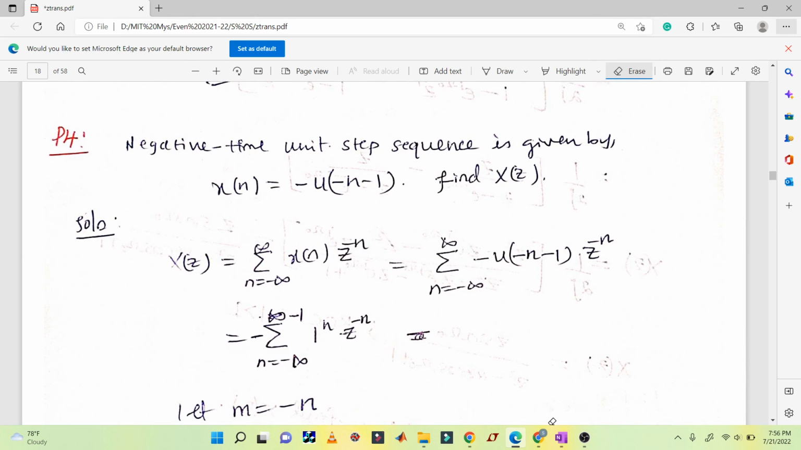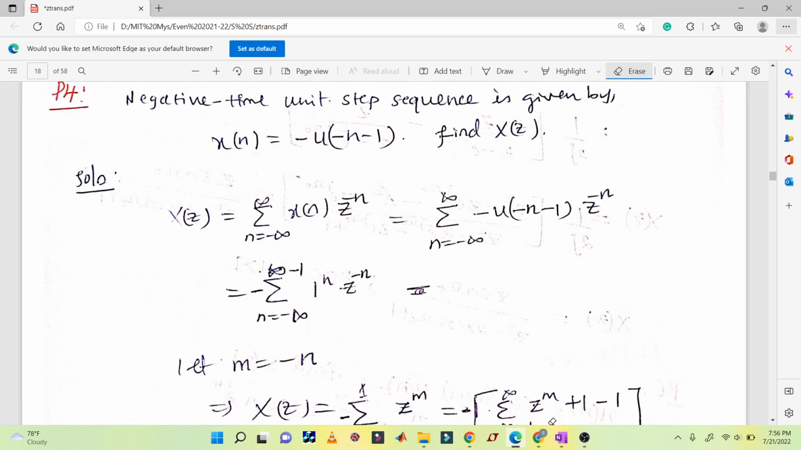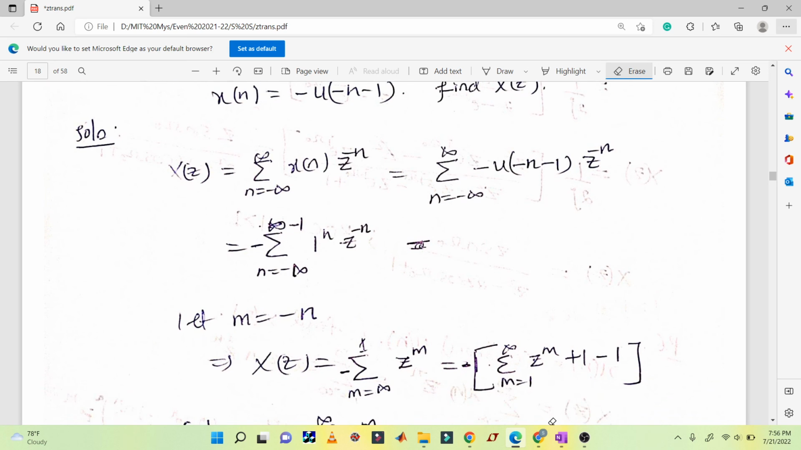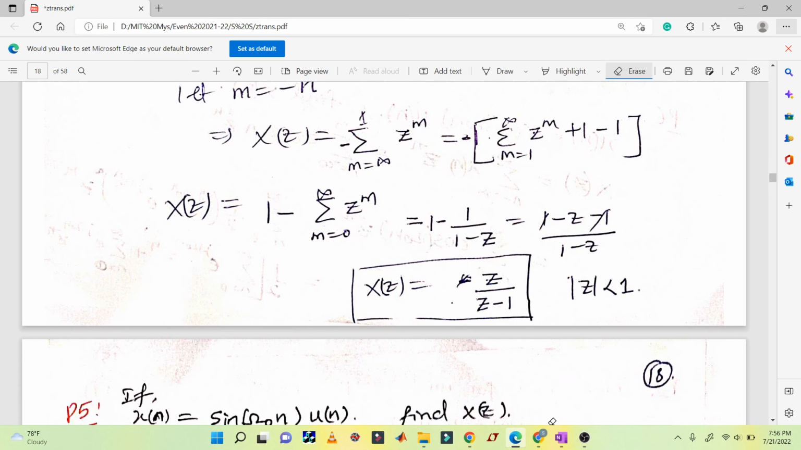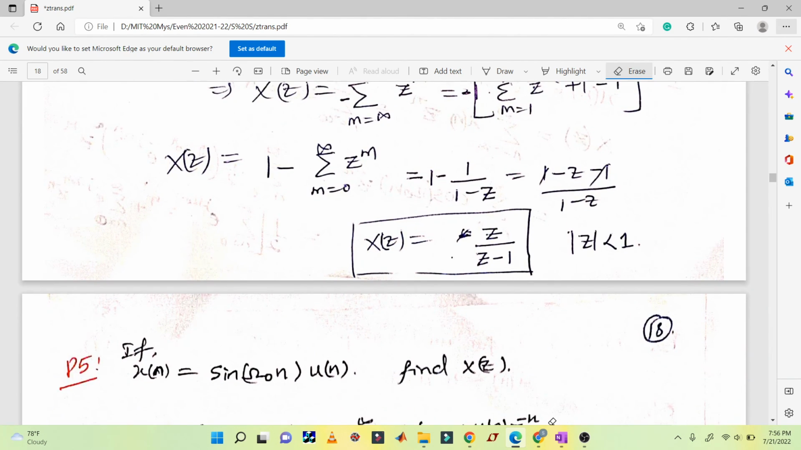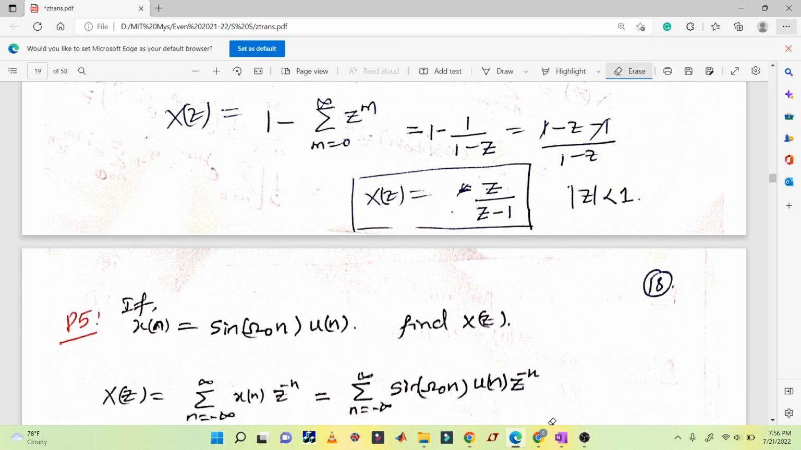In the next class we will solve the other problem, that is the negative time unit sequence. This we have already solved, for minus b to the power n u of minus n minus 1. Go through it, and if you have any doubts you can always contact me. A very important problem, sine and cosine, we'll discuss tomorrow.